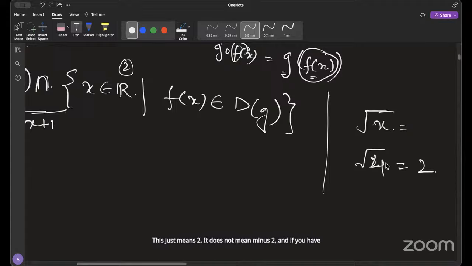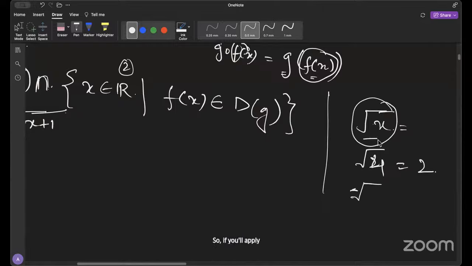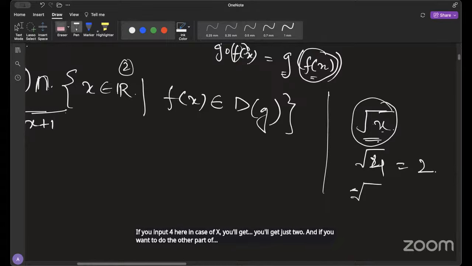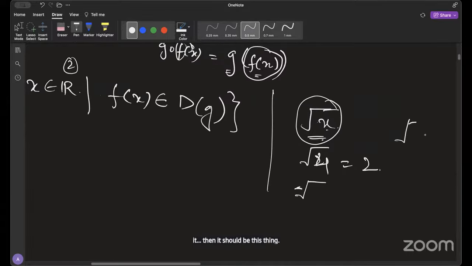And if you have to get minus 2, that's another function, which is this. So if you will apply this, this is a function, right? If you will put 4 here in place of X, you will get just 2. And if you want to do the other part of it, then you should write it as minus of root X. Now if you do minus root 4, you will get minus 2.